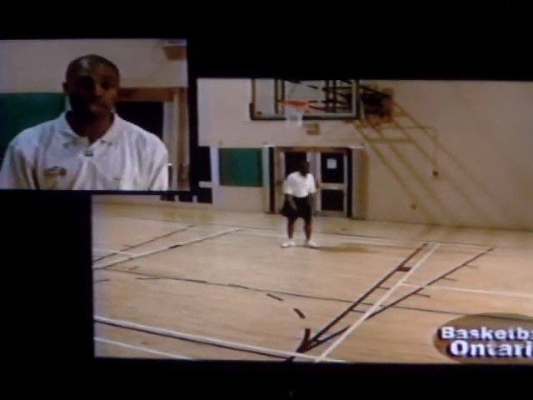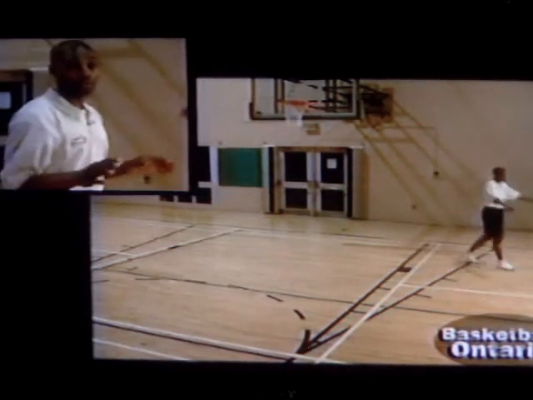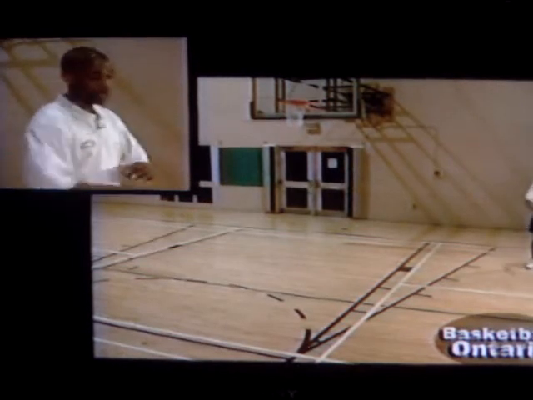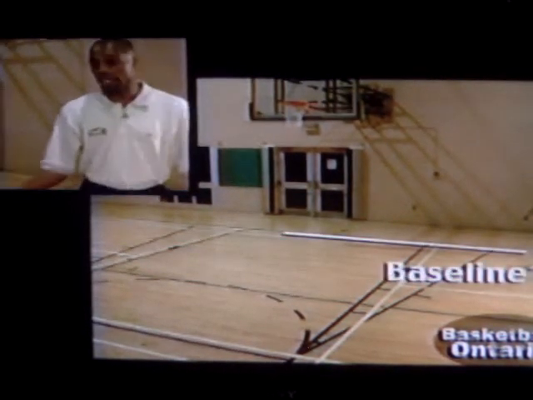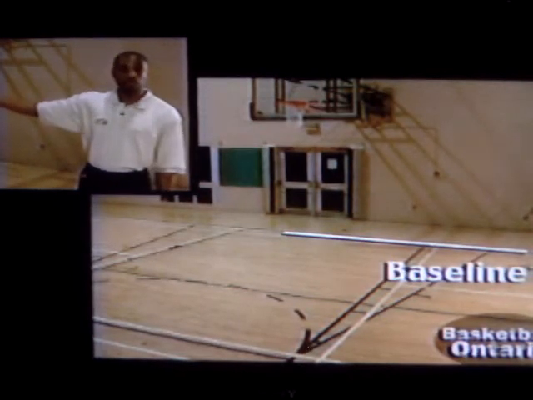I'm going to transition out to the baseline right now and just give you an idea of where primarily all of the shots take place in basketball. So we have here the baseline. Okay, and this is extended once again and mirrored on the other side of the floor.